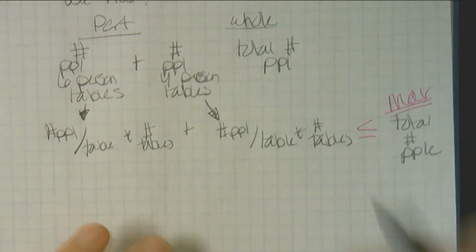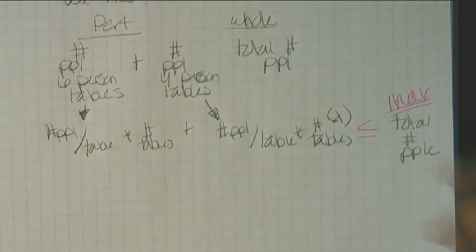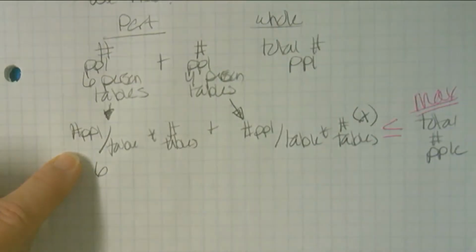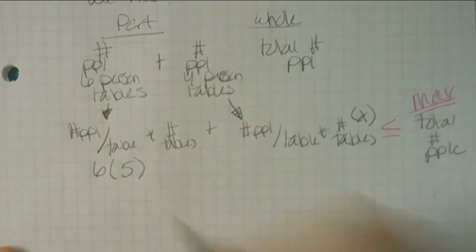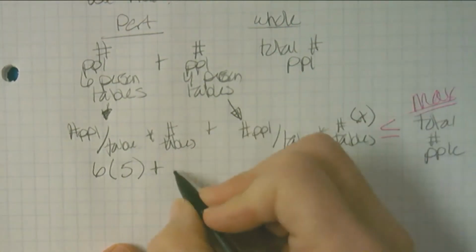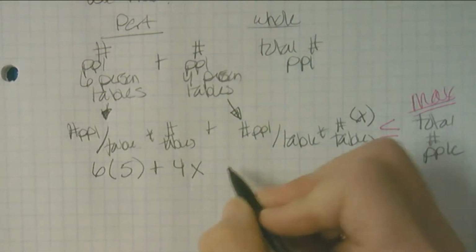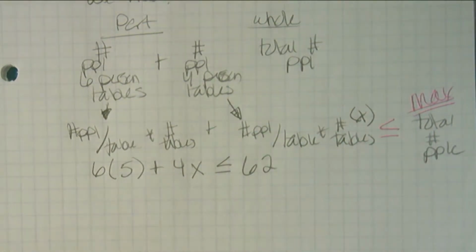All right, so I don't know the number of 4-person tables. There's my x. I know that I have 6 people at my 6-person tables, times, well, there are 5 of them, so 6 times 5, plus, I know I have 4 people at my 4-person tables, times x, which is my number of 4-person tables. That's going to be less than or equal to those 62 people. Finish solving that, please, if you didn't get that right.